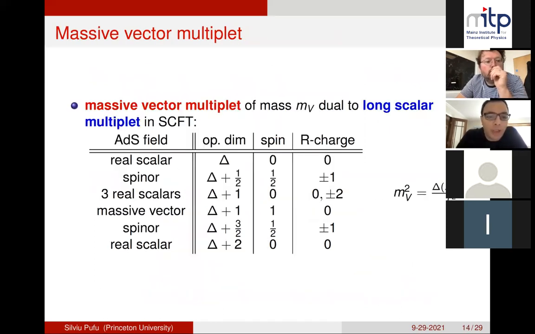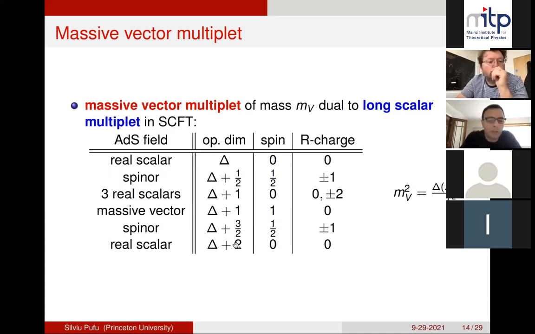And then a slightly more complicated multiplet that you probably haven't seen very often is a massive vector multiplet in the bulk, which is dual to a long scalar multiplet in the boundary superconformal field theory. It starts with a real scalar of some dimension delta. That's the superconformal primary, and then it has some spinor operator of dimension delta plus a half, then 3 other scalars of dimension delta plus 1, as well as a spin 1 operator that's not conserved in the boundary theory. This is what's dual to the massive vector in the bulk.